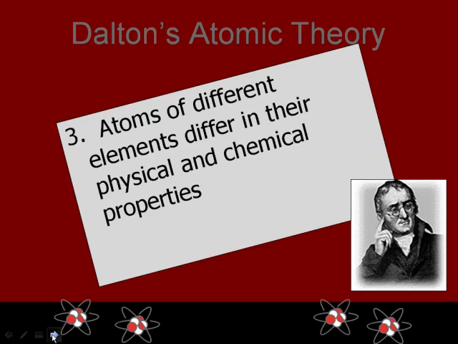Number 3, atoms of different elements differ in their physical and chemical properties. So what this means is that if I were to have atoms of sodium and atoms of chlorine, they would have different physical and chemical properties. For example, sodium makes up a silver-colored solid. Chlorine is a yellowish green gas. So they have different physical properties. In terms of chemical properties, they are both very reactive, but in different ways. One of them gives up electrons in order to react. The other one gains electrons in order to react.